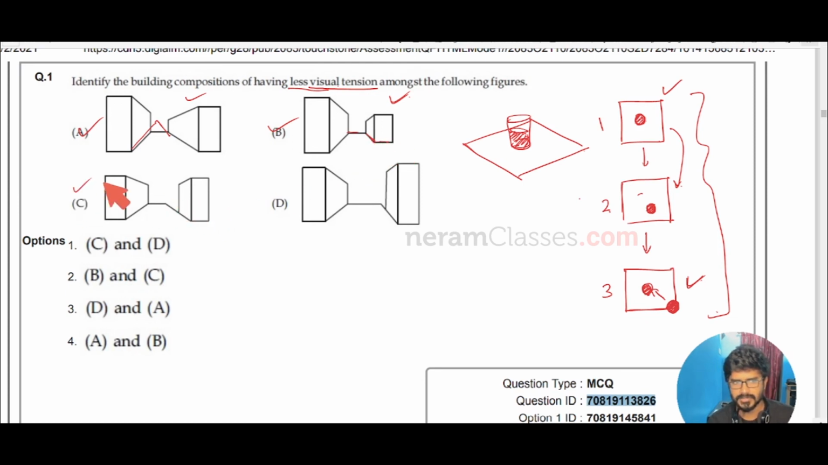But if you see the third and fourth options, our brain tends to make them complete. Like this building is stopping here, but we feel like this building has to go till here. So these two images actually have the higher tension. C and D have a higher tension, but here it is asked which of the following has less visual tension. That means A and B have less visual tension compared with C and D. So C and D have a higher visual tension. So the answer for this question will be option 4.